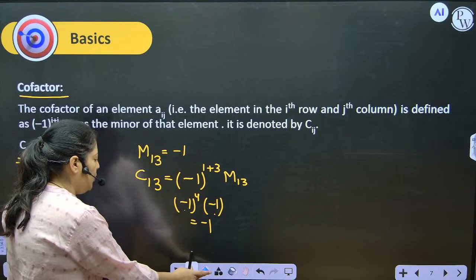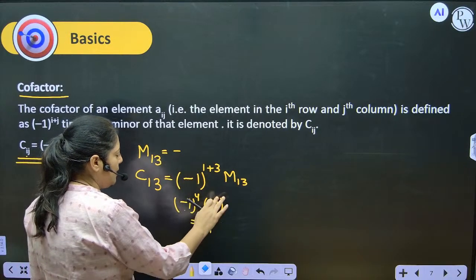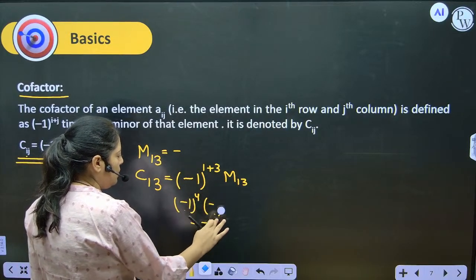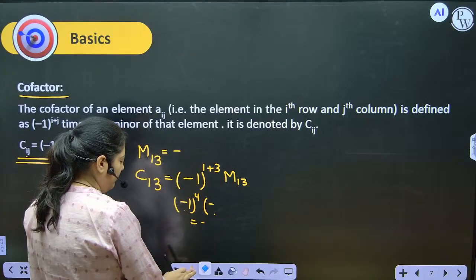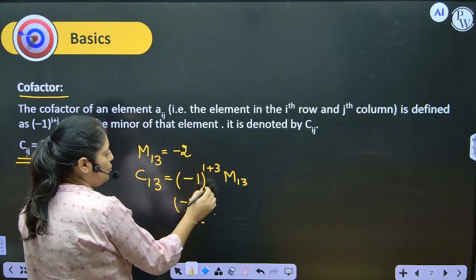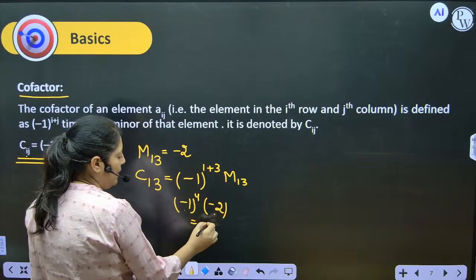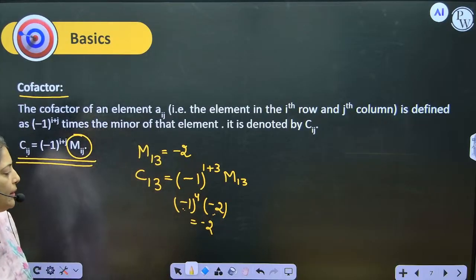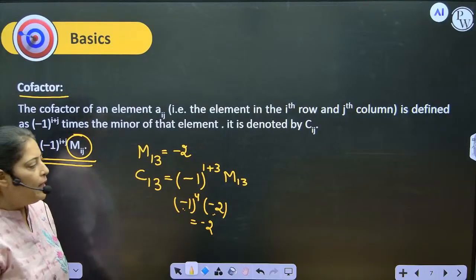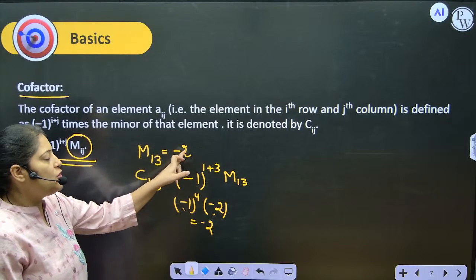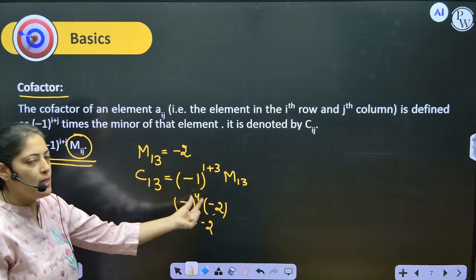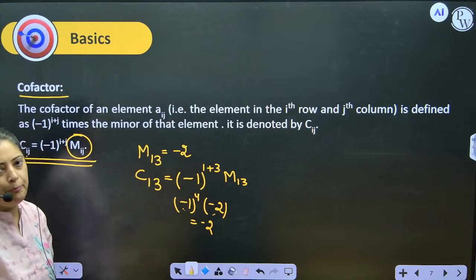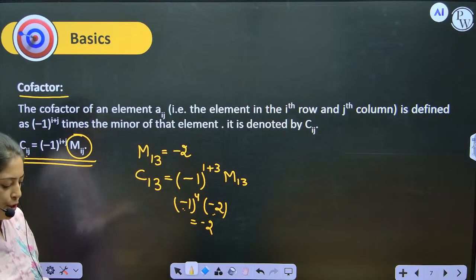Or if you get confused with this minus 1, suppose this is minus 2, then you will multiply with minus 2. This is plus sign, this is minus sign, plus minus is minus. Don't get confused just because I have taken minus 1. This is the formula only. Note it.